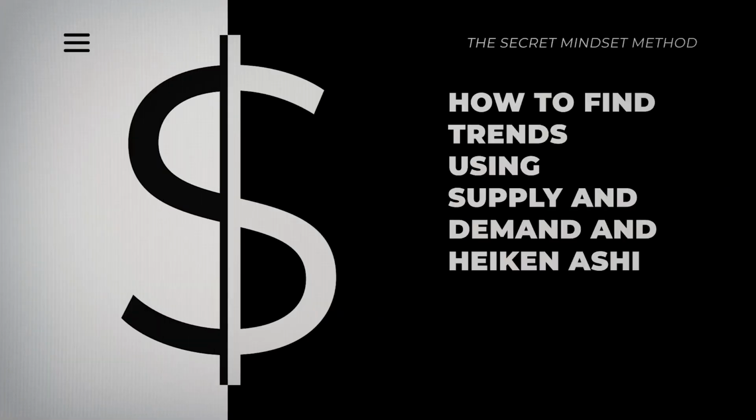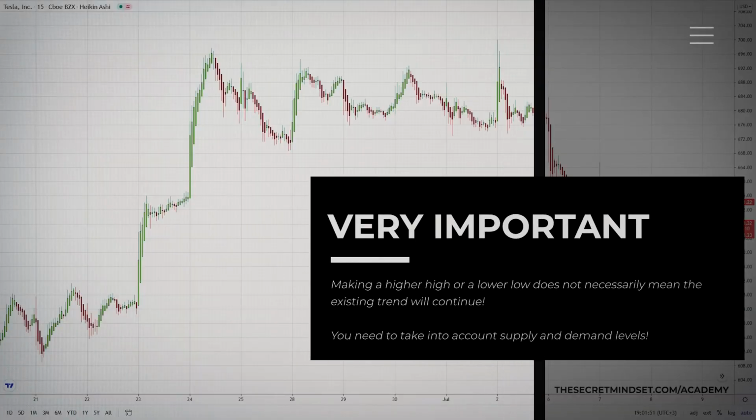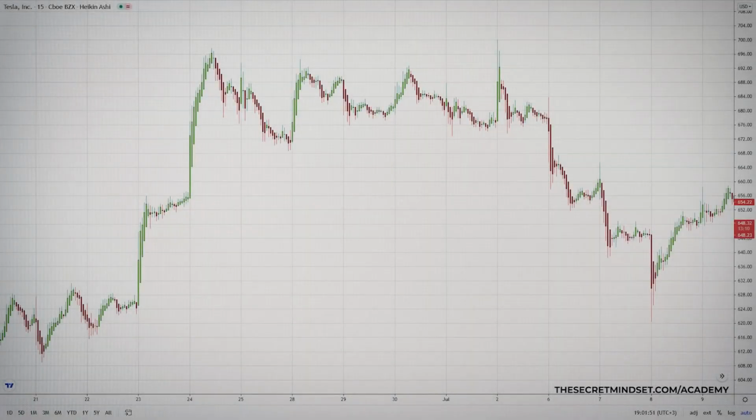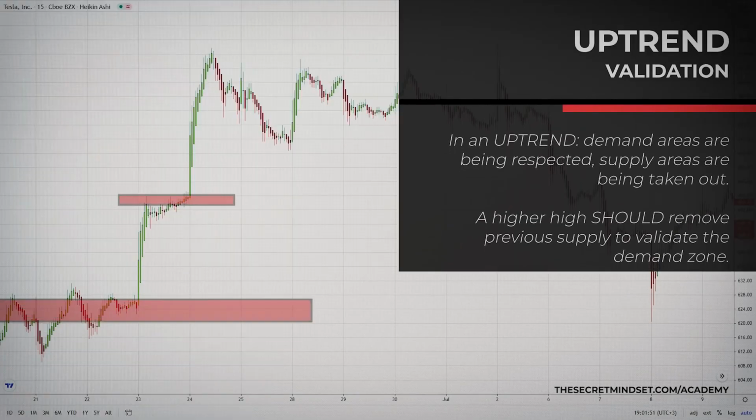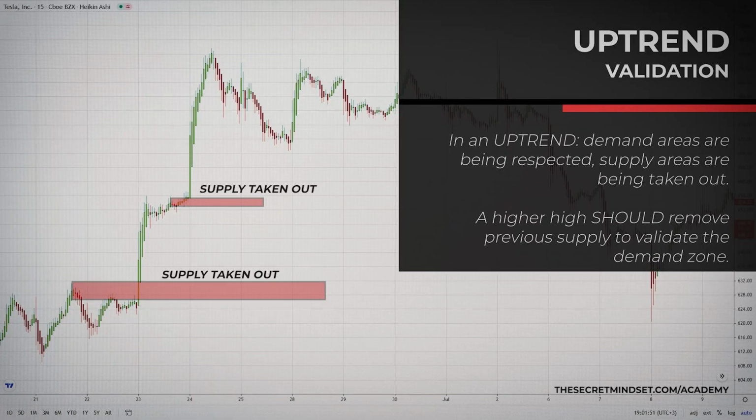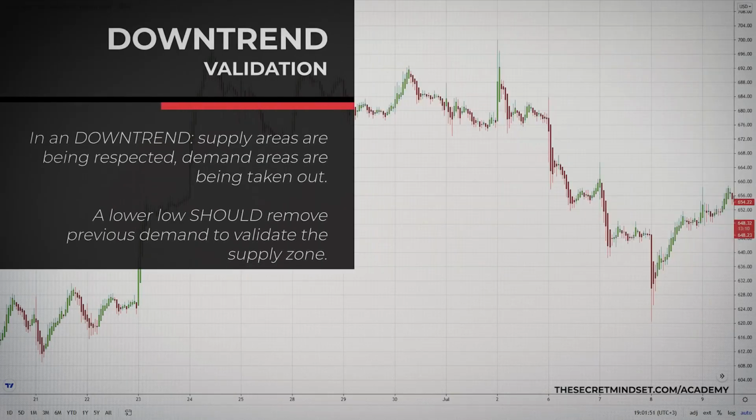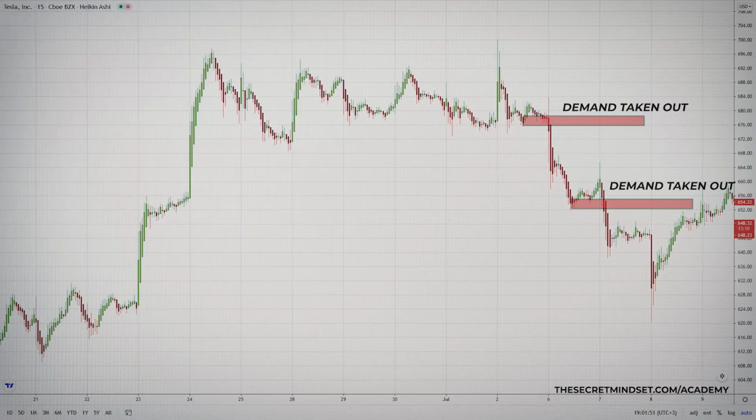Now, how to define a trend using supply and demand and Heiken Ashi. Since we are primarily working with supply and demand imbalances on Heiken Ashi charts, making a higher high or a lower low doesn't necessarily mean the existing trend will continue. Here's my pro tip. In an uptrend, demand areas are being respected, supply areas are being taken out. So a higher high should remove a previous supply to validate the demand zone. In a downtrend, supply areas are being respected and demand areas are being taken out. A lower low should remove previous demand to validate the supply zone.